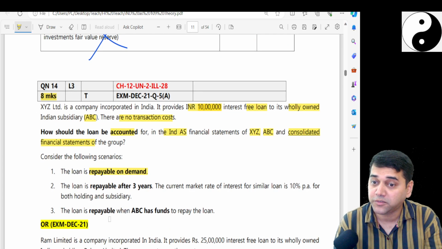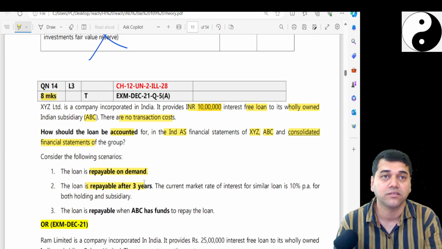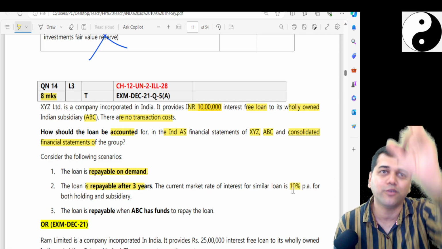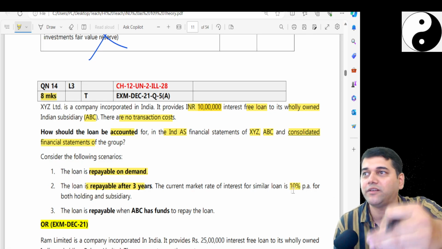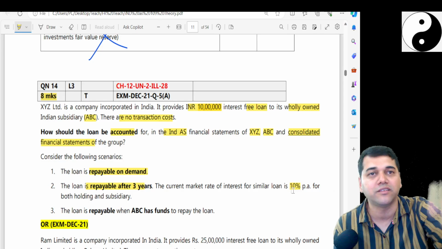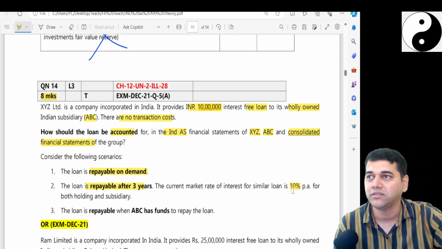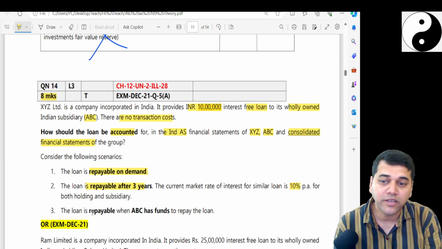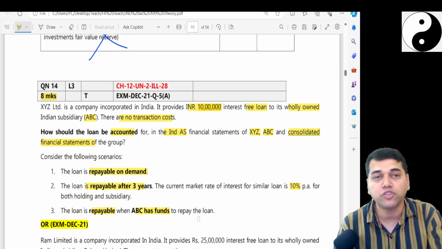Second, the loan is payable after 3 years. Specifically, there is no intermediate interest. 10% loan. Now we know that is the same thing. We will discount the present value of the future cash flow of 10 lakh, and we split that and keep it as an investment in subsidiary, capital contribution, interest income, all the story. We know that. Loan is repayable when ABC has funds to repay the loan.